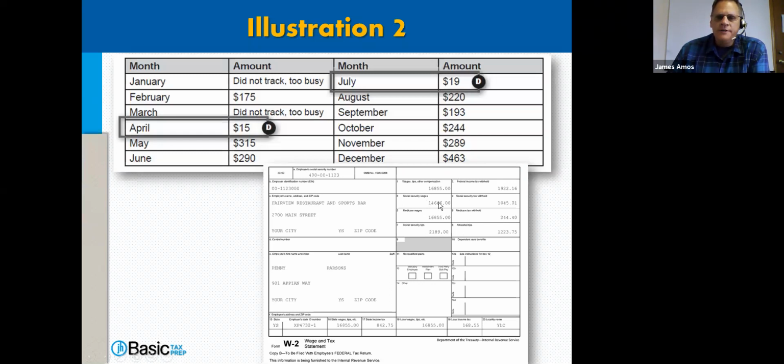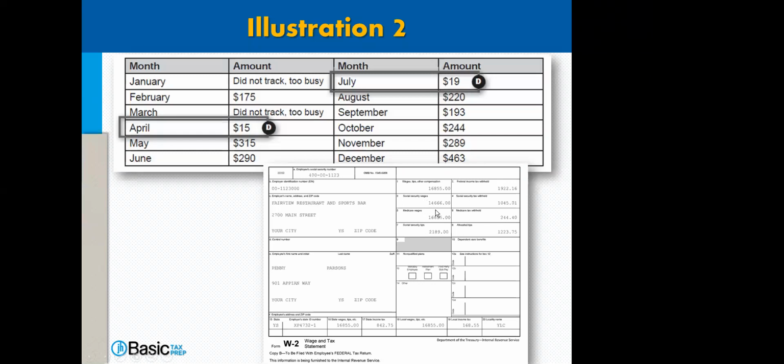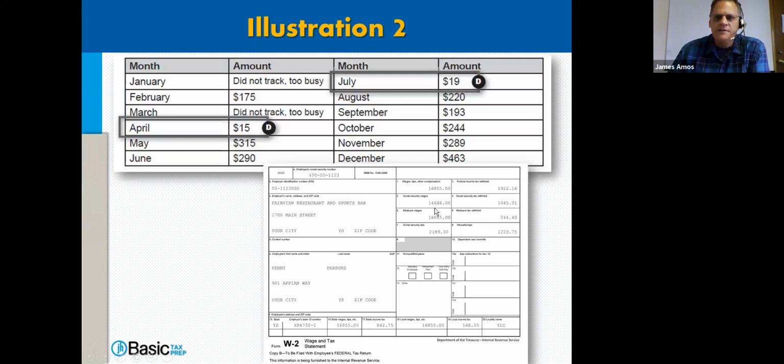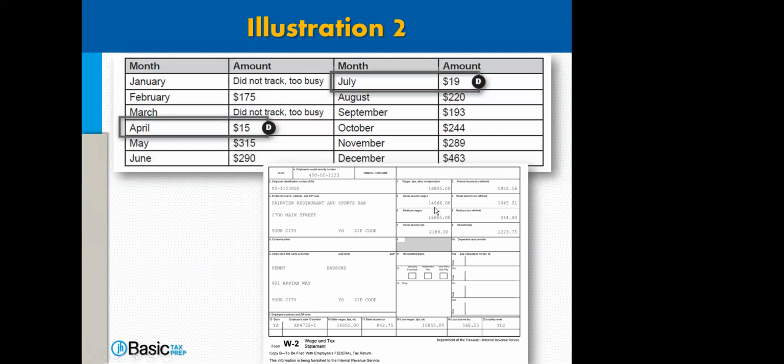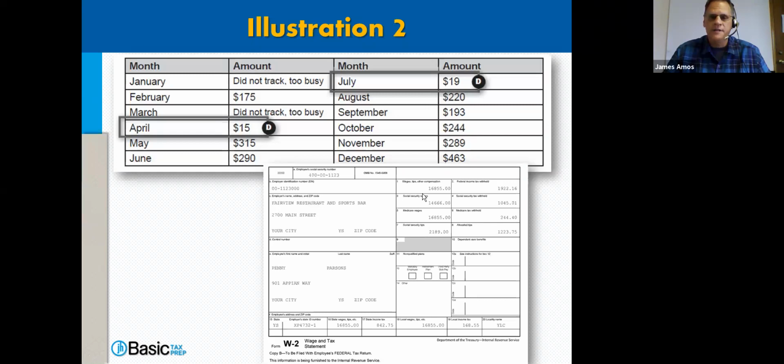And you'll notice that if you were to add 2189 plus the amount in box 3, 14,666, what do you end up with? 16,855. That's exactly right. Notice that's the amount in box 1. So you can see that that's what we're talking about. Box 3 plus box 7 added together, at times 6.2%, will equal that. You see how this is fitting together?